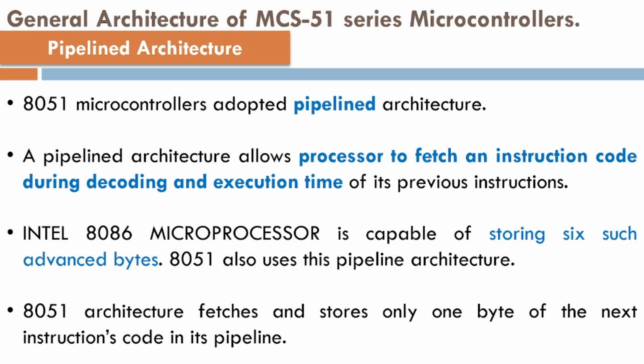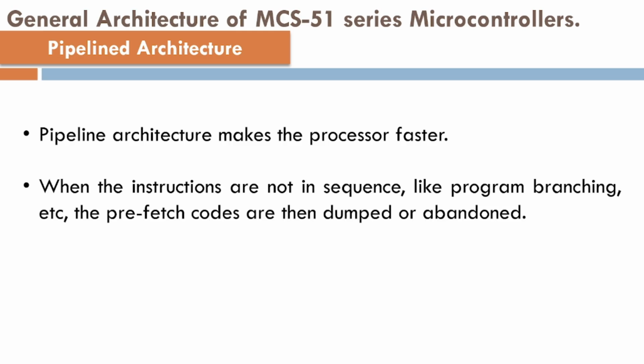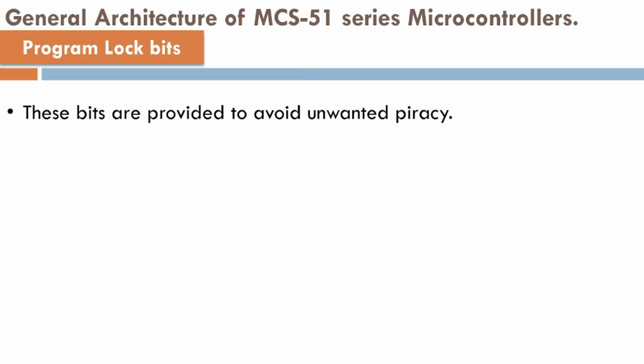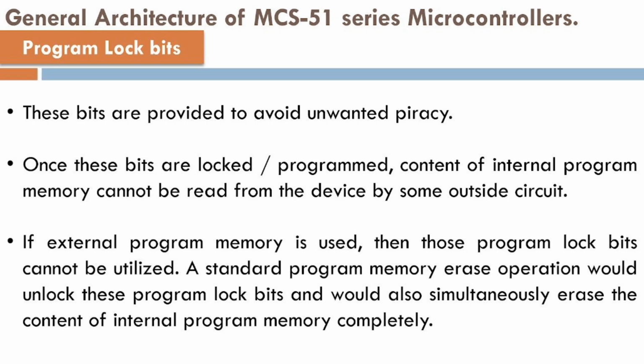However, keep in mind that when instructions are not in sequence, such as during program branching, these prefetched codes are dumped or abandoned. To secure your code, the MCS 51 includes program lock bits. These bits are provided to avoid unwanted piracy. Once these bits are programmed or locked, the content of the internal program memory cannot be read from the device by an outside circuit. Note that if you are using external program memory, those program lock bits cannot be utilized.